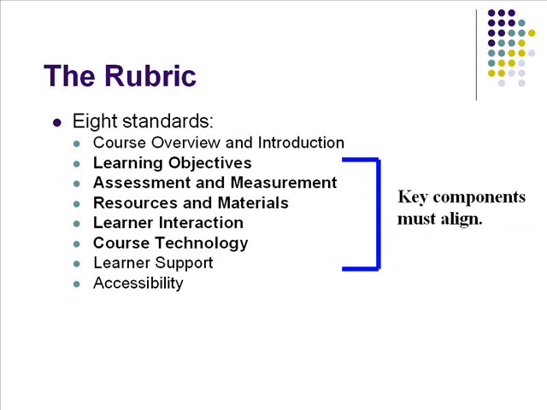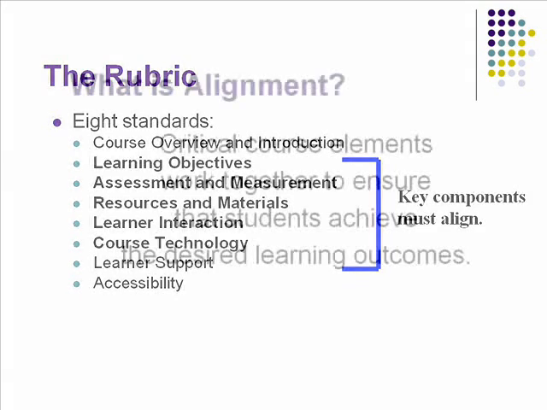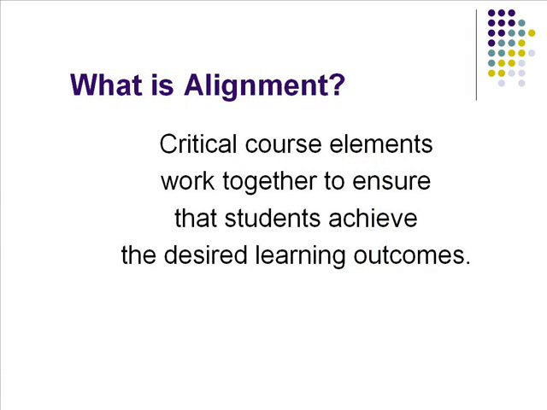There are 8 main sections of the rubric. These are the general review standards and are noted in Roman numerals on the rubric. It's so important that the learning objectives align with the assessments, resources and materials, interaction, and the technology. This is a definition of alignment.